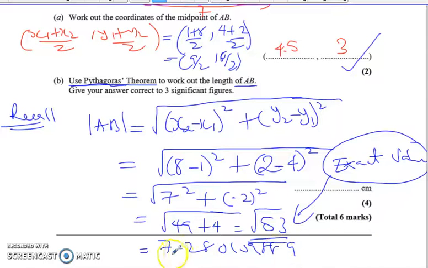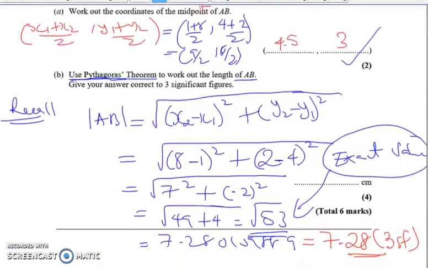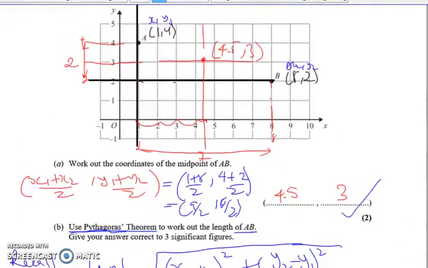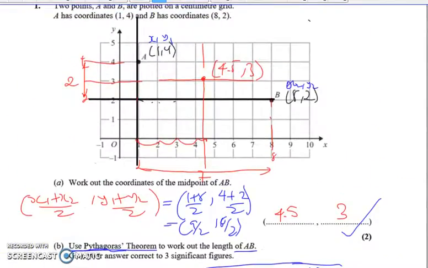Now always write down as many decimal places as possible. I will encourage 4 or 5 initially before you write down the approximated value. So that will be 7.28 to 3 significant figures. Okay, so that is the first exam type problem involving coordinates, finding midpoint, and then the length of a line.